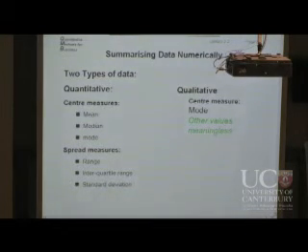And the reason why sometimes we think of the median and the mode is that the mean is only a really sensible measure if you have a nice symmetric distribution. And I'll show you some pictures of that in a minute.